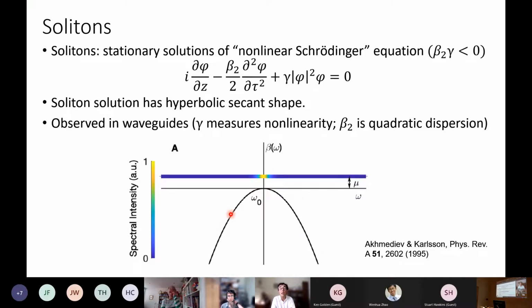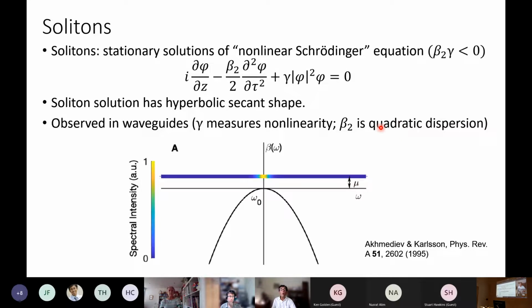Now, the mathematics here is that these pulses are described by the nonlinear Schrödinger equation, which many of you will have seen. This term here represents the dispersion, and obviously this term here represents the nonlinearity. And by solving this equation, you can find that this soliton has a hyperbolic secant shape. Now, these solitons can be observed in waveguides and in optical fibers, where gamma measures the effective nonlinearity of the waveguide, and beta 2 is a parameter that describes the quadratic dispersion.